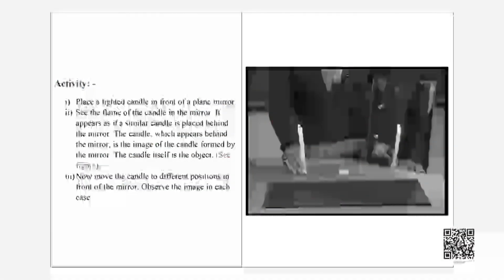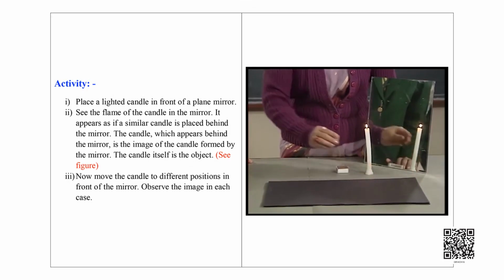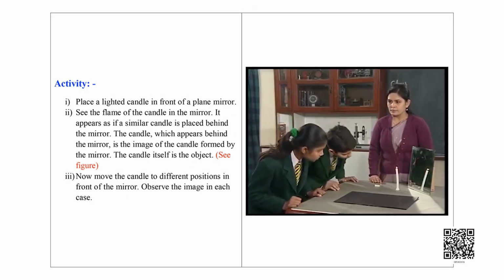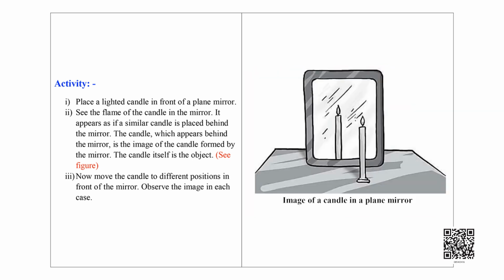Now let us do an activity to see how an image is formed in a plane mirror. Place a lighted candle in front of a plane mirror. See the flame of the candle in the mirror. It appears as if a similar candle is placed behind the mirror. The candle which appears behind the mirror is called the image of the candle formed by the mirror. The candle itself is called the object.